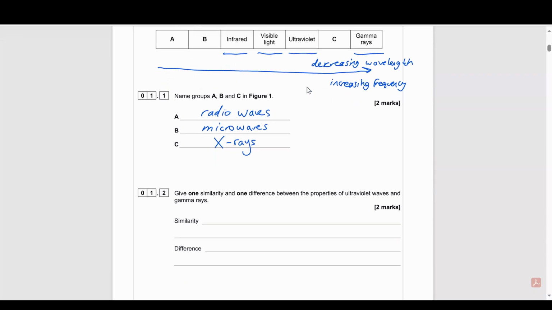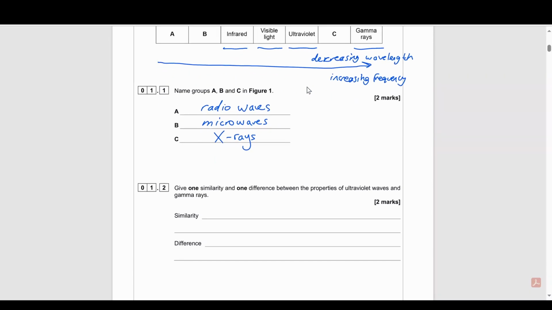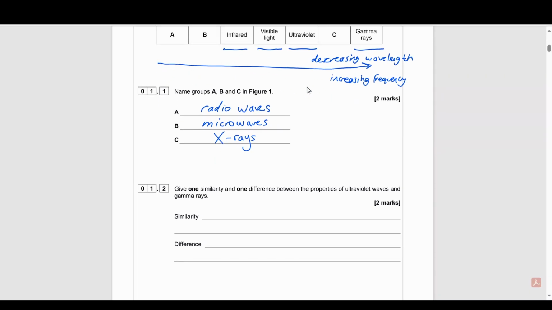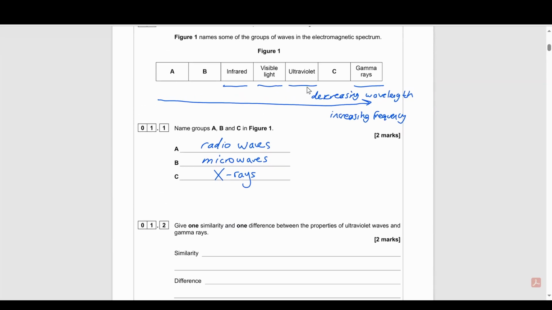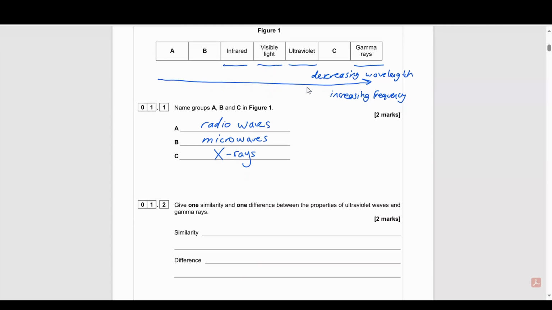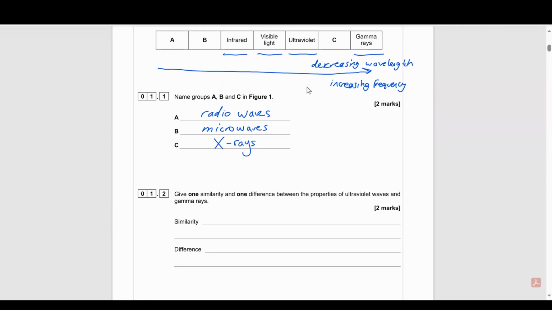1.2. Give one similarity and one difference between the properties of ultraviolet waves and gamma rays. Well, similarity first. Remember that they're all part of the electromagnetic spectrum. So they will travel at the same speed, no matter what part of the spectrum it is. And that speed is 300 million meters per second. So they all travel at the same speed.